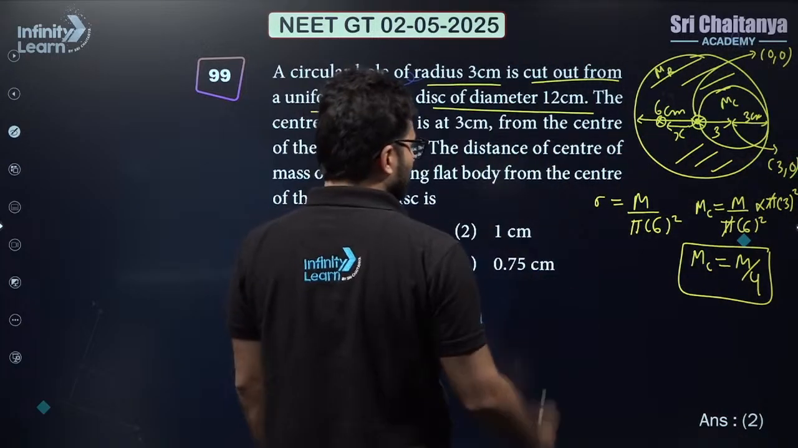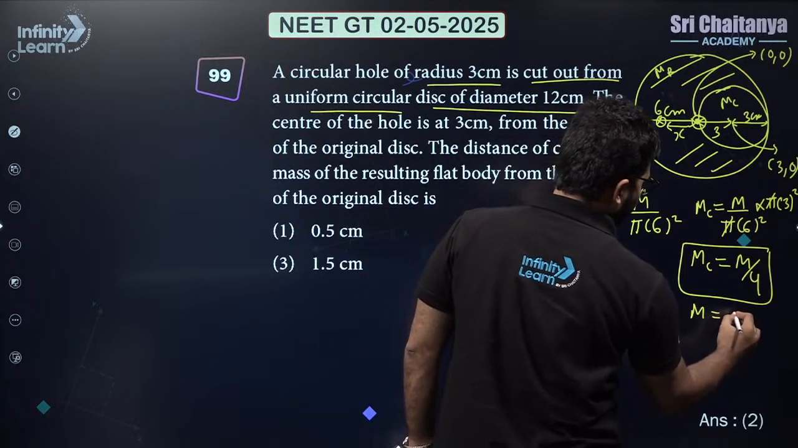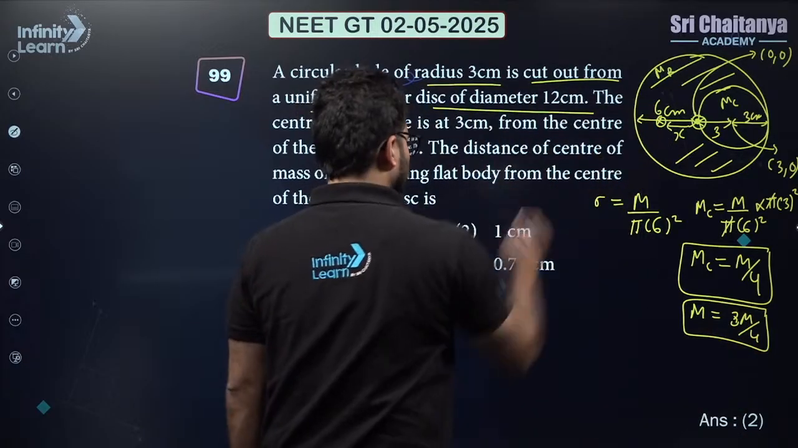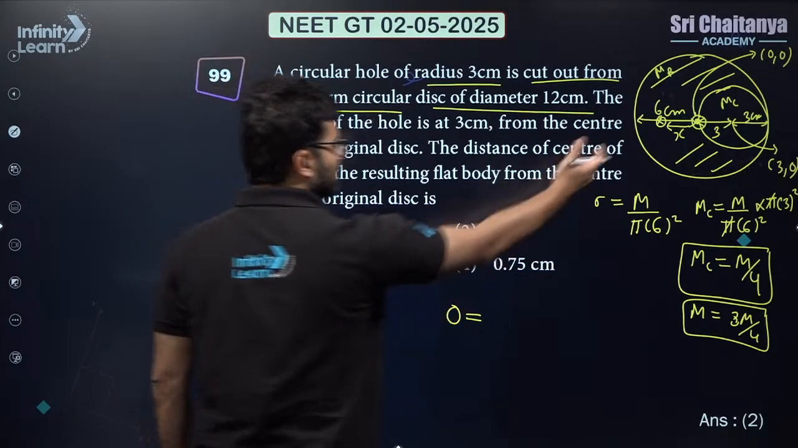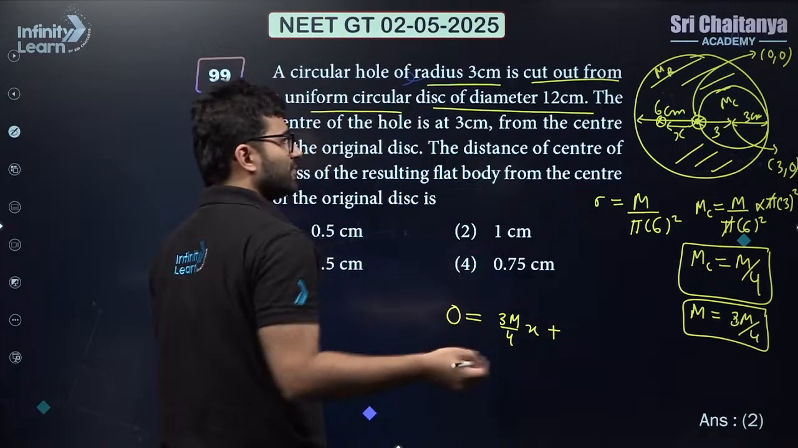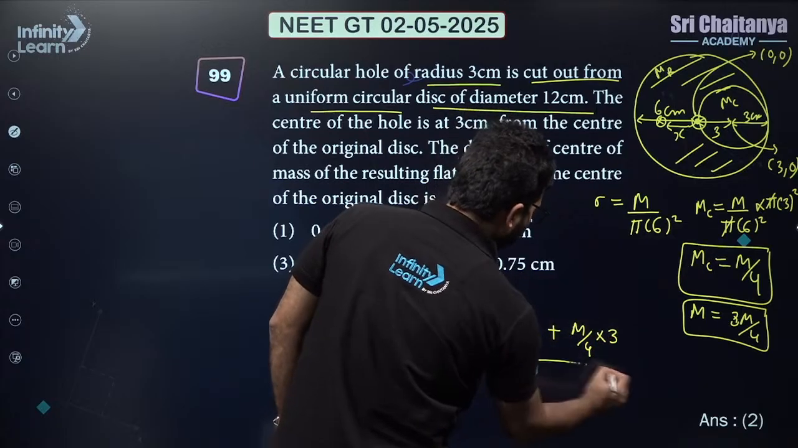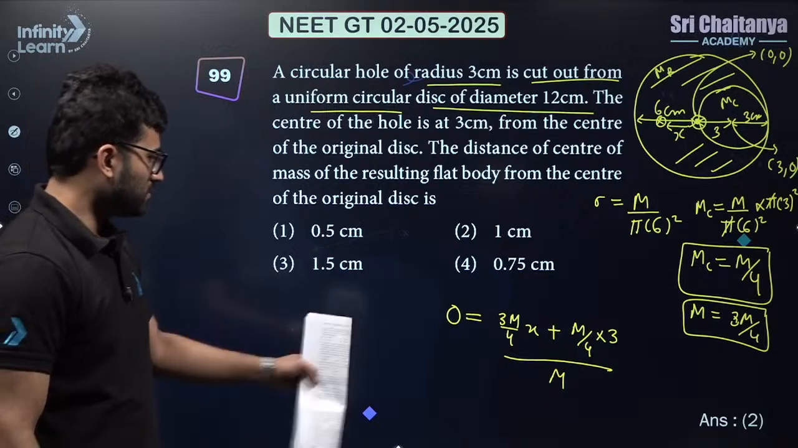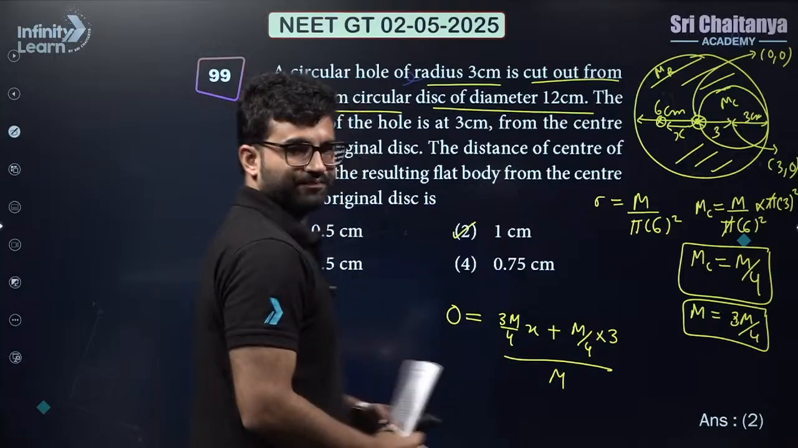So now what you can do is take the remaining mass. What is the remaining mass? The remaining mass would be 3m by 4, right? Now the x coordinate of the total center of mass should be 0, right? So let's say this is x. So 3m by 4 into x, plus m by 4 into x2, what is x2? 3, divided by the total mass has to be 0. So from here you can calculate the value of x. You can see that x will come out to be 1, right? Clear?